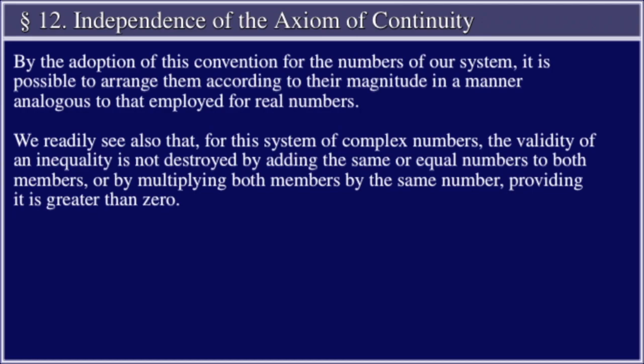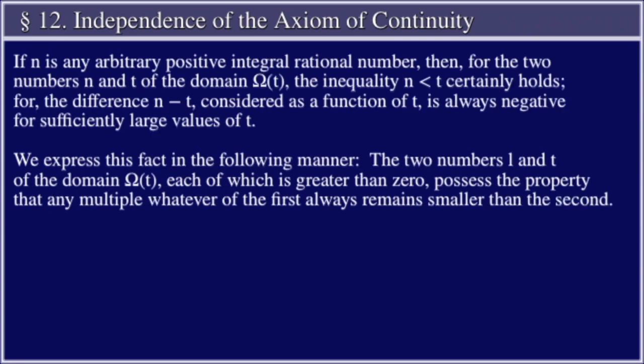By the adoption of this convention for the numbers of our system, it is possible to arrange them according to their magnitudes in a manner analogous to that employed for real numbers. We readily see also that for this system of complex numbers, the validity of an inequality is not destroyed by adding the same or equal numbers to both members or by multiplying both members by the same number, providing it is greater than 0.